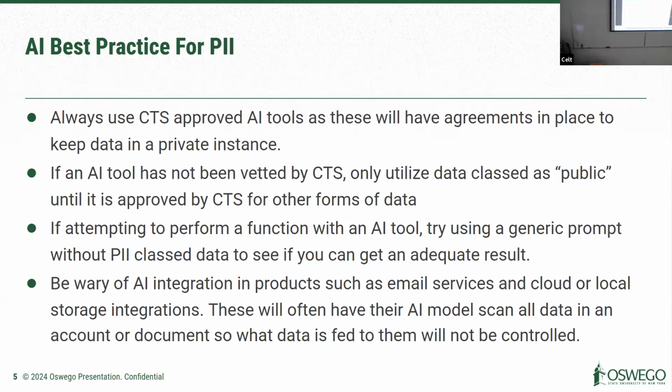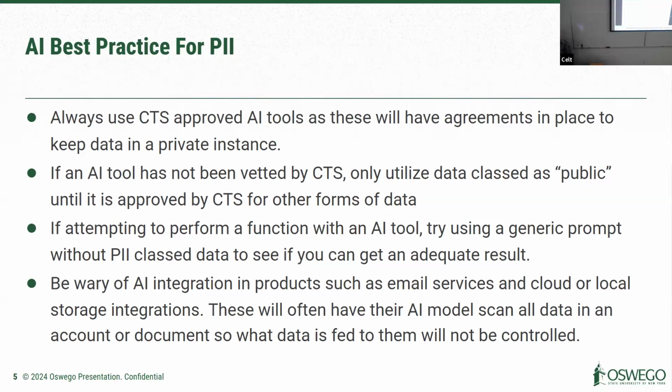If attempting to perform a function with an AI tool, try using generic prompts without PII or classified data to see if you get an adequate result. That goes back to the example about forming a letter. You may not necessarily need to put any PII or classified data into something to get a desired result. So give that a shot first. If it doesn't work, take a look at what type of data you're working with and then make a determination if you can proceed. So if you're trying to make something work with private data, and you want to put that private data in, if you're using something like Gemini and Notebook LM, you can do that. If it's restricted, you can't. Public, go nuts.